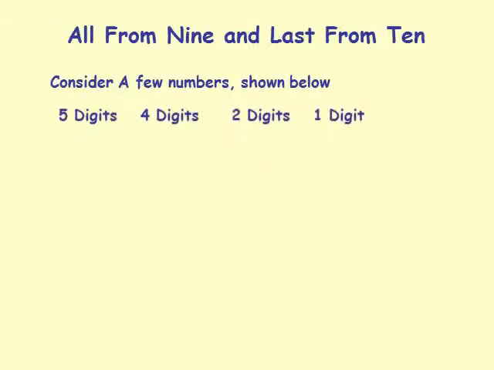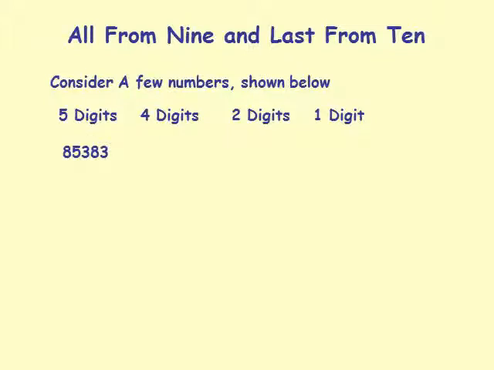Let's continue. Here is all from 9 and last from 10. That's one of the sutras, and this is background material used in subtractions. Consider a few numbers shown below. Here I'm going to consider a 5-digit number, a 4-digit number, a 2-digit number, and a single-digit number.